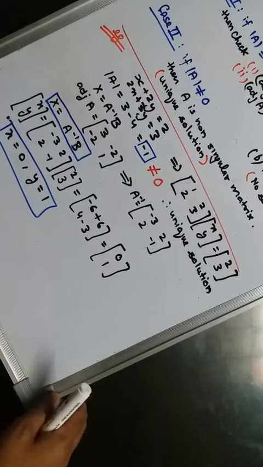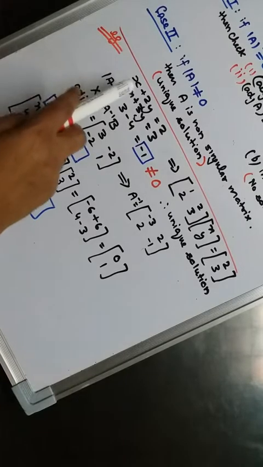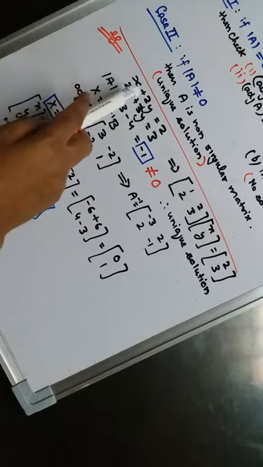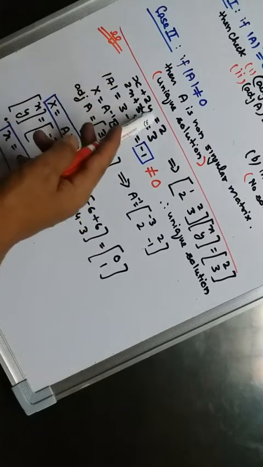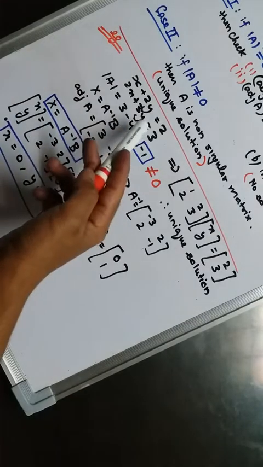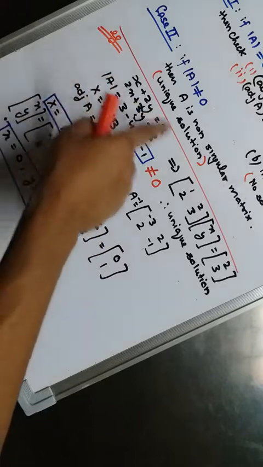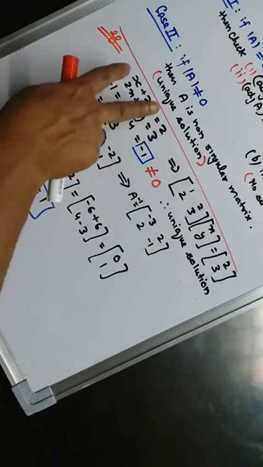Now see, example. Suppose you have two equations. Obviously the two variables will be there. If there would have been three variables, then you would be getting three equations. So let us solve the two equations with two variables.